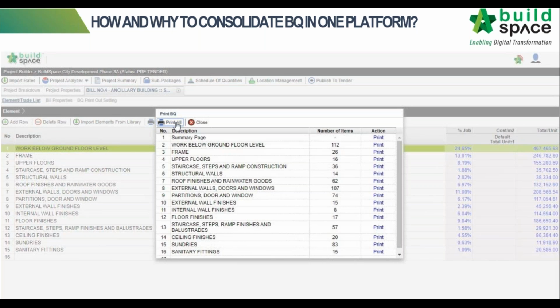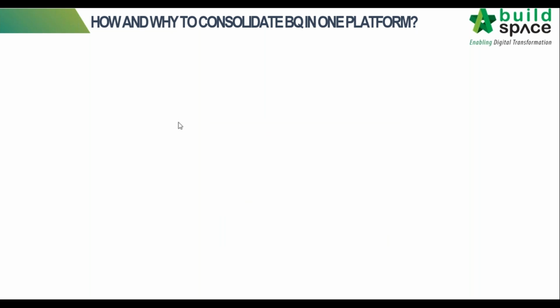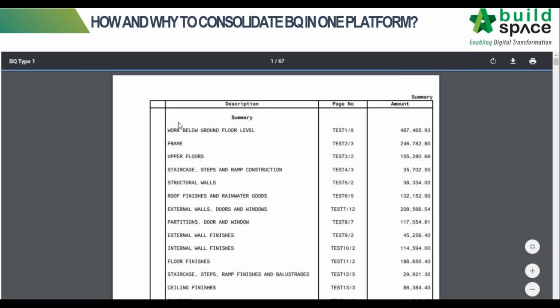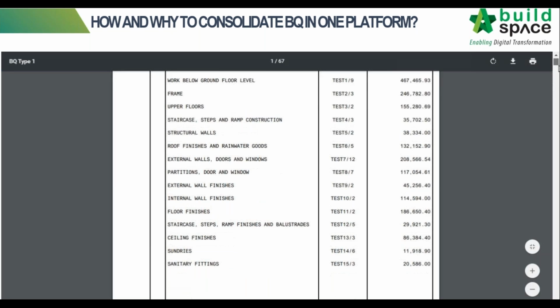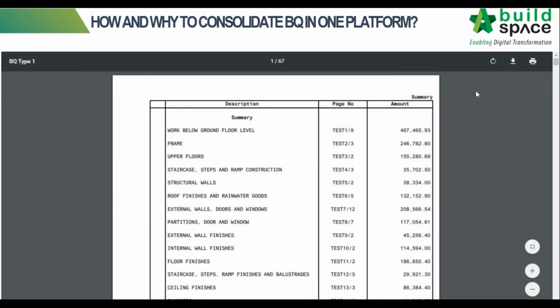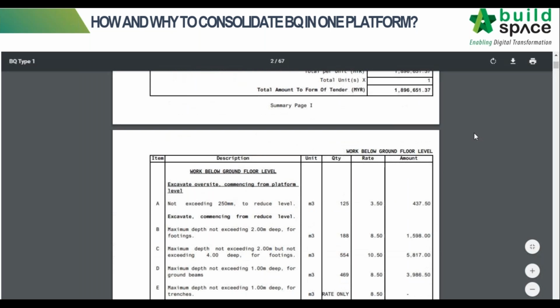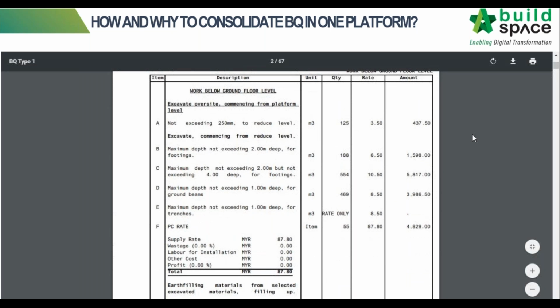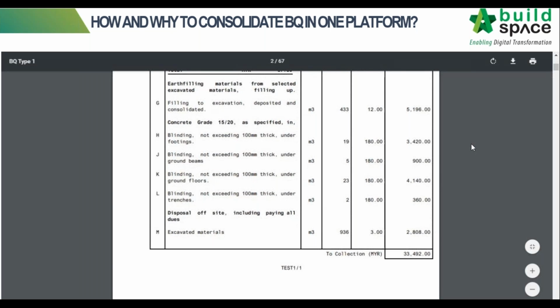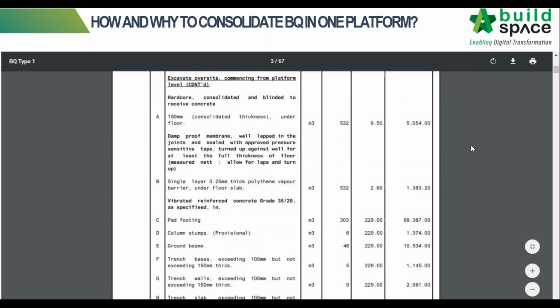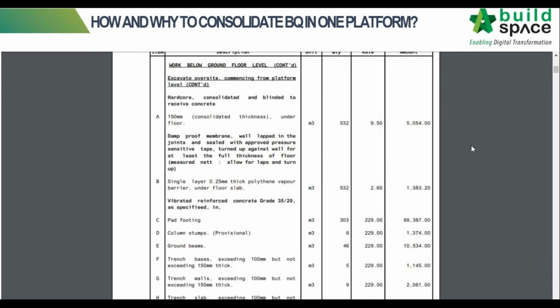I believe that some of the QS, consultants, or even contractors still prefer to have a hard copy of the BQ in hand for record purposes. So in this case, from the cloud we can always convert our BQ into PDF format, which means all the construction players can print out the BQ as a hard copy record.